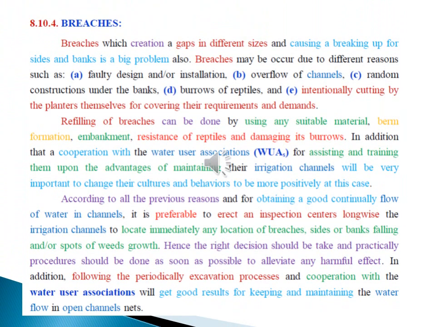Breaches, which create gaps in the sides and cause a breaking up of sides and banks, are a big problem here. Breaches may occur due to different reasons such as faulty design, overflow of the channel, random construction under the pan, burrows of reptiles, and intentional cutting by the planters themselves to cover their requirements and needs.